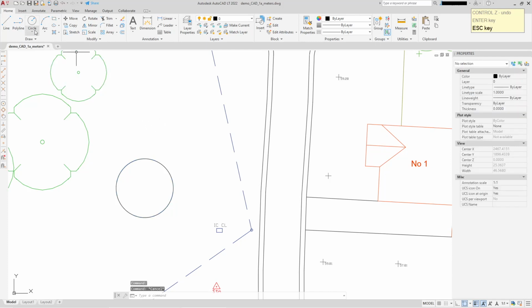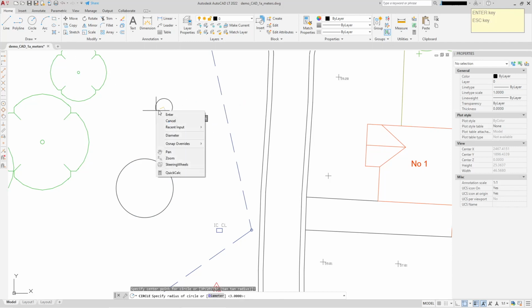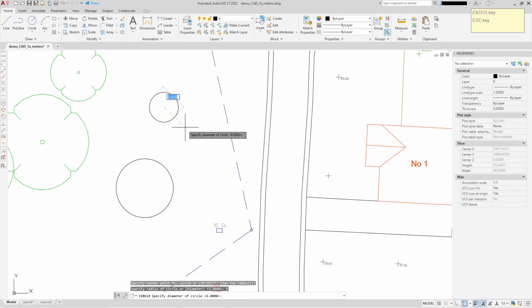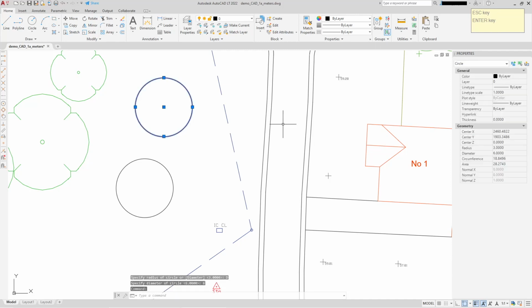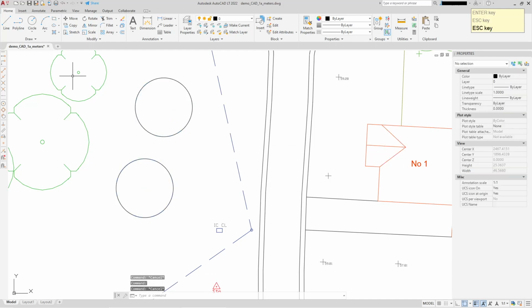You can also plot it with a diameter. Once you've picked its position, right click, select diameter, and enter your diameter. So the radius is 3, same as the one I just did. But there are 4 other options you can use.